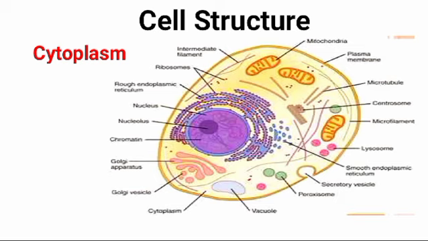Now, cytoplasm basically is a thick gel-like semi-transparent fluid that is found in both plant and animal cells. The constituent parts of cytoplasm are cytosol, cell organelles, and cytoplasmic inclusions. Cytoplasm is bounded by the plasma membrane and contains many organelles in eukaryotic cells.